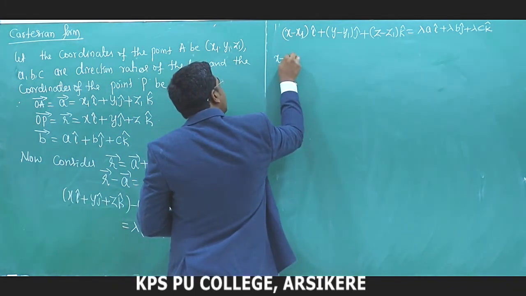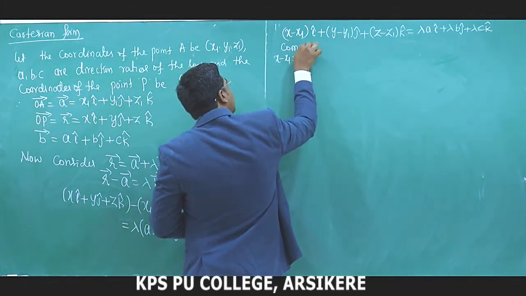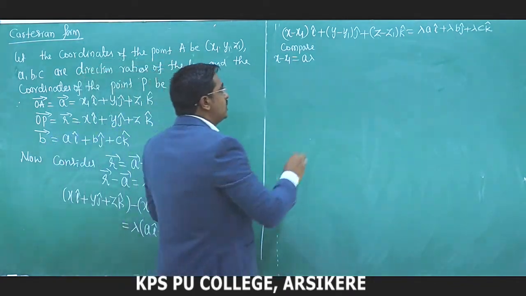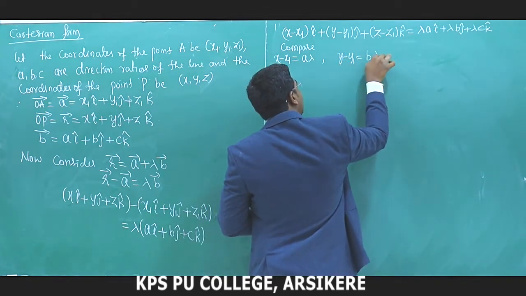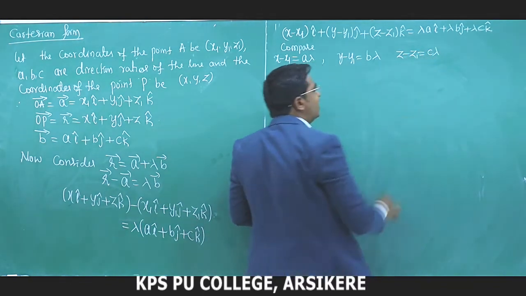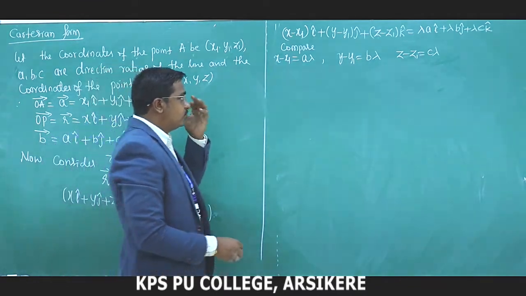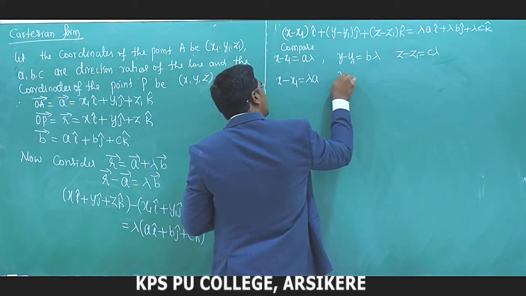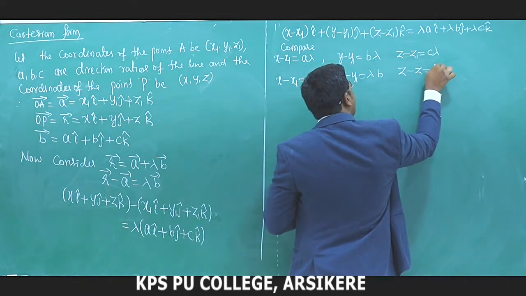So this becomes x minus x1 is equal to A into lambda. Compare left hand side and right hand side: x minus x1 is equal to A into lambda, y minus y1 is equal to B into lambda, and z minus z1 is equal to C into lambda. So now x minus x1 is equal to lambda A, y minus y1 is equal to lambda into B, z minus z1 is equal to lambda into C.